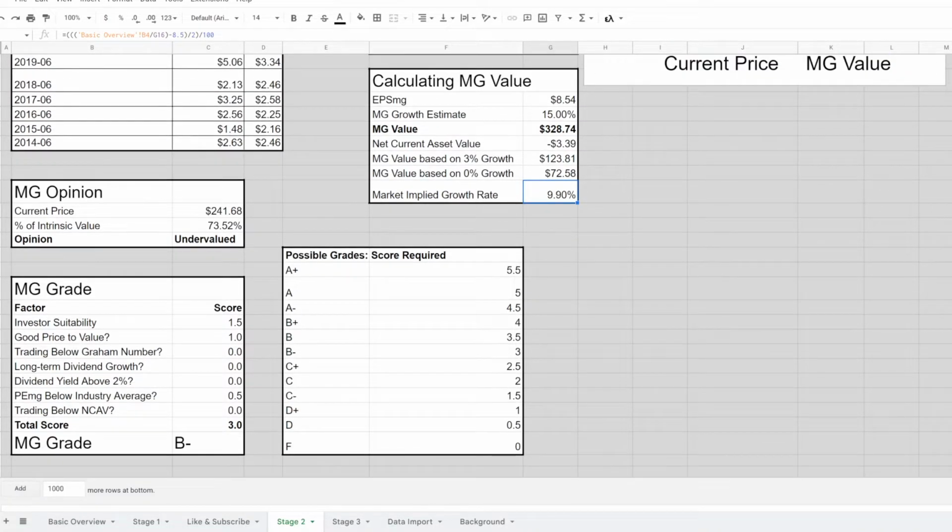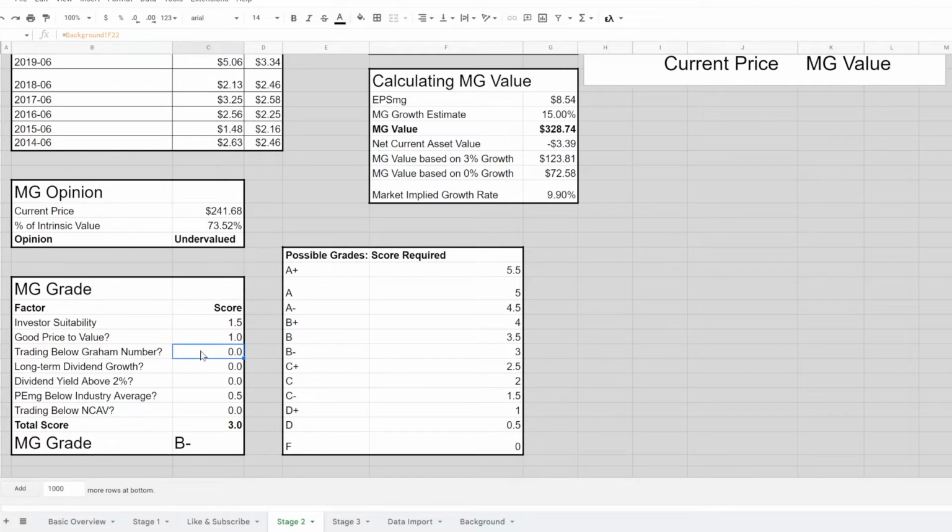Moving on, the Modern Graham grade, looking at several other factors to give a grade that can be compared to other companies. We have investor suitability. It scores 1.5 points for being suitable for the enterprising investor. It's 1 point for being a good price to value.